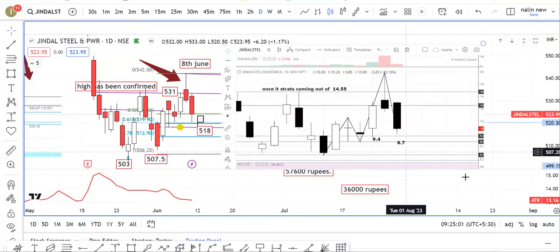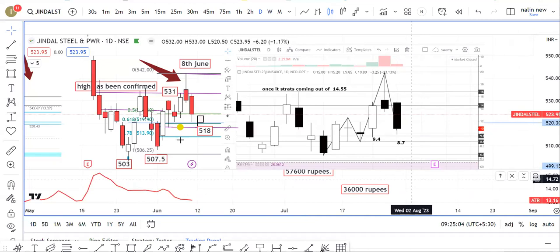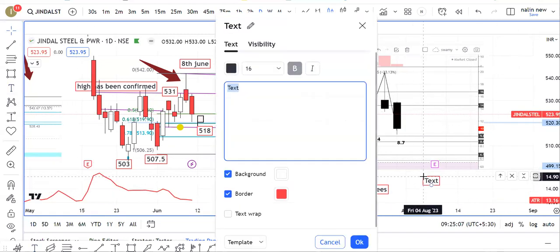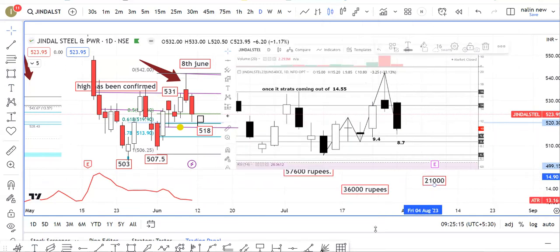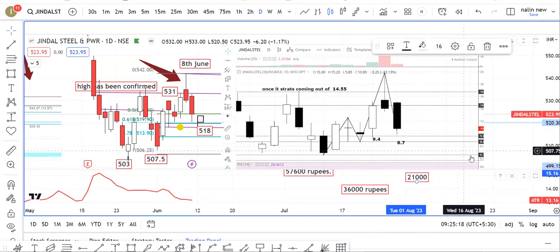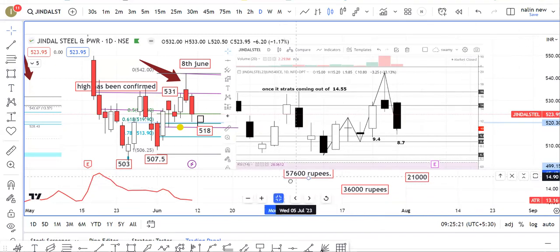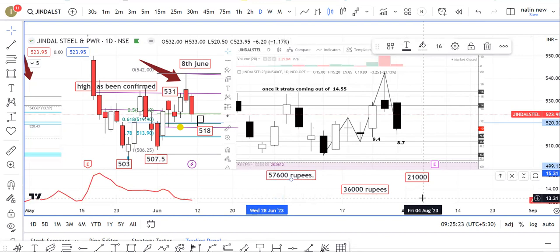So he is incurring a loss of roughly around 21,000 rupees. Definitely, if you see this much loss, your psychology will be affected and you cannot sleep overnight, because you do not have the clarity. Simply, you have entered into the option premium without any logic.